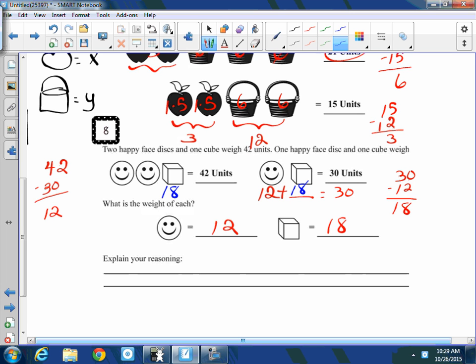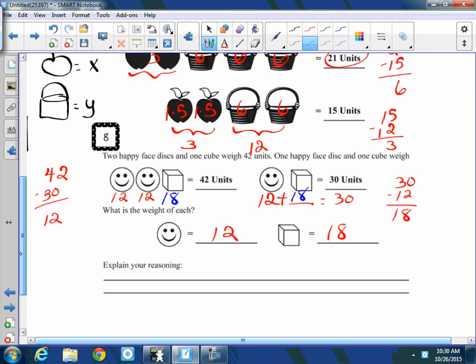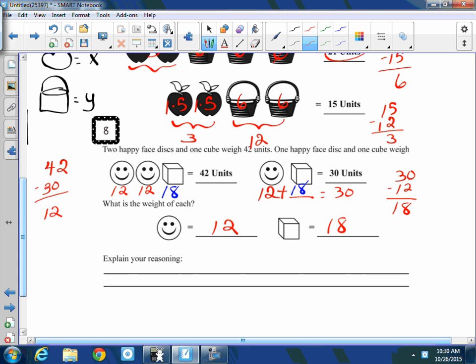So you have an 18 over here, a 12 and a 12. 12 times 2 is 24, plus 18 would be 42. All right, and you got yours. So when it's pictorial, when it's pictures like this, it's a lot easier. All right, we don't need to explain our reasoning, so don't worry about that.